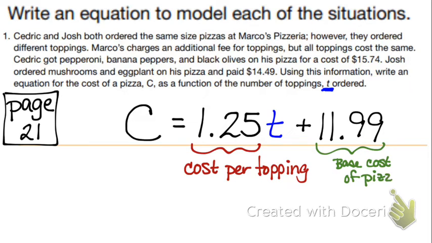So at most pizza joints, that would be a cheese pizza, right? Because they're not just going to like hand you crust and sauce. Like crust, sauce, and cheese, that's our base pizza. And then you add toppings on top of that for $1.25 each. How did you figure that out?